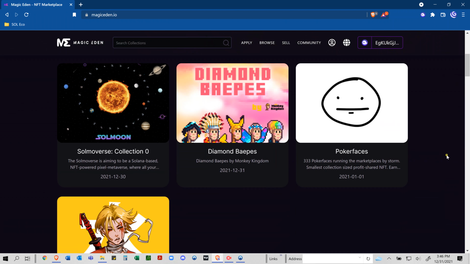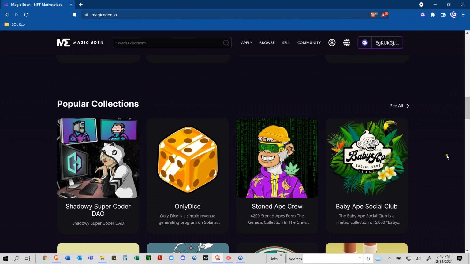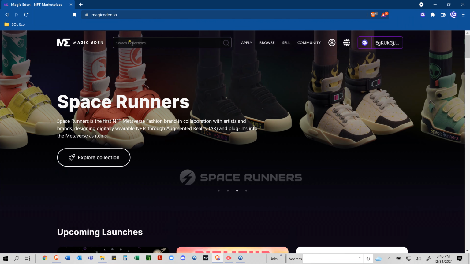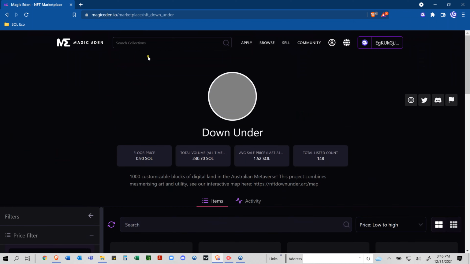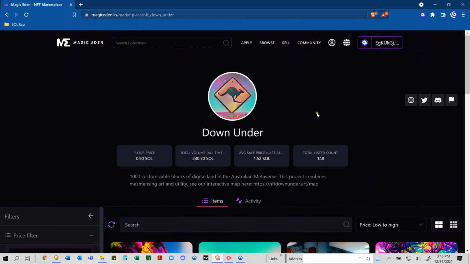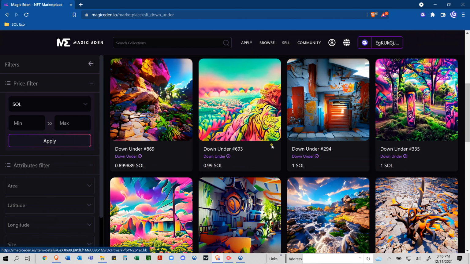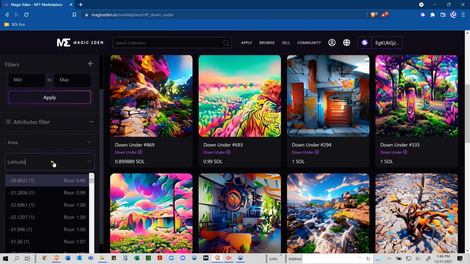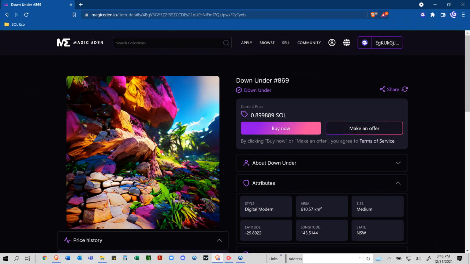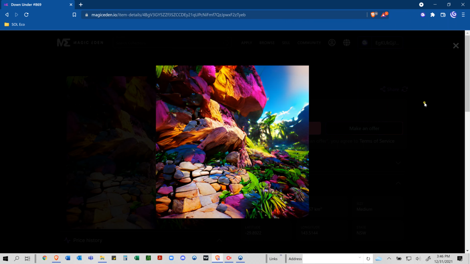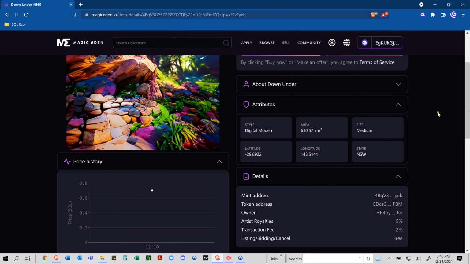Magic Eden is probably my favorite. It's definitely quicker than Solanart. I'm going to shut this one down here, and again, you can look through all the collections. There's a ton of really cool stuff. My favorite right now, and again, not financial advice, but I think it's really cool: Down Under. These are computer generated images from Australia, Down Under. They all have different sizes, so it's actual land, you know. Just look at this one here. It's pretty cool.